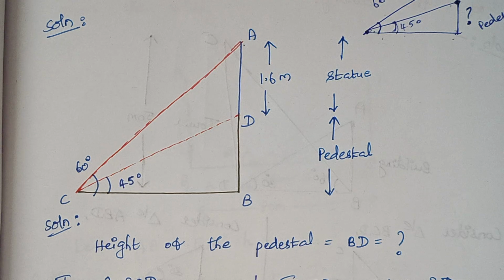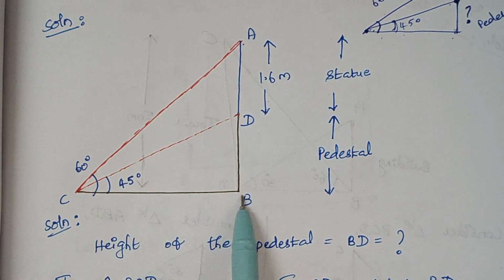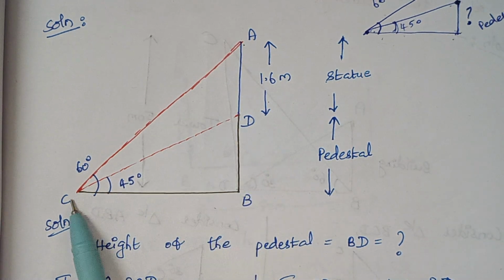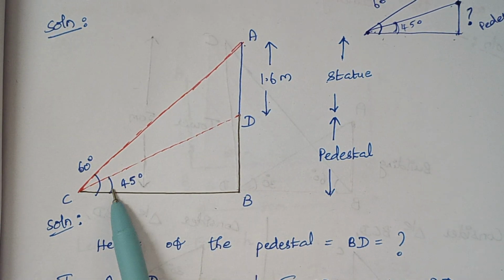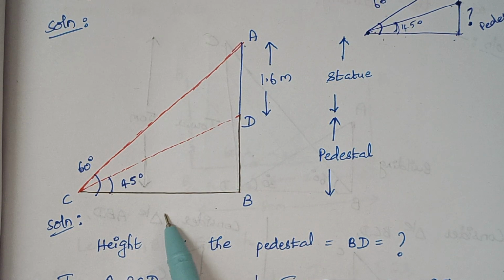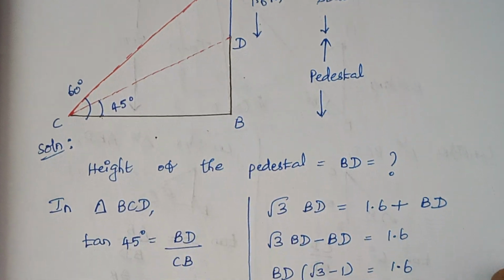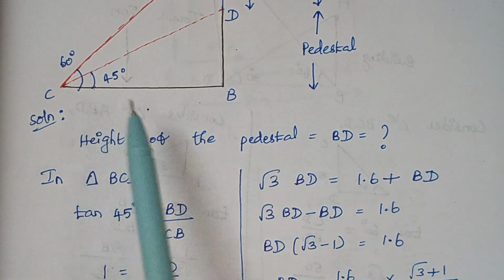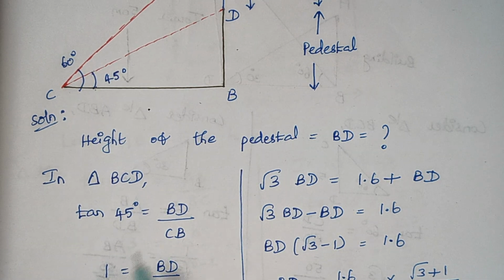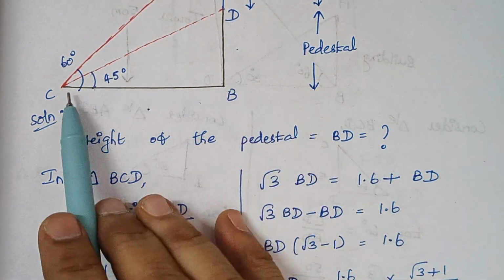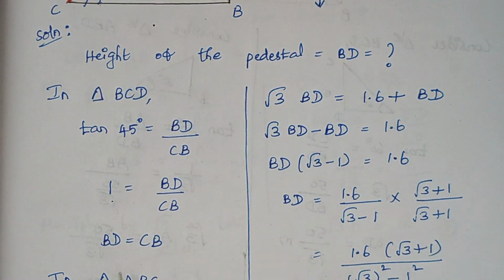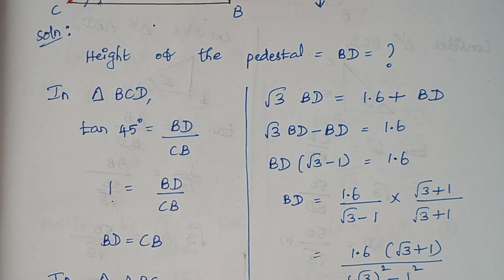That's it. So here again, consider the smaller triangle, the triangle BCD. So tan 45 degrees is nothing but opposite by adjacent side, right? Here the opposite side is BD and the adjacent side is BC, or CB. So tan 45 is 1, and we don't know the value of BD as well as BC. So here you see, the value of BD is equal to CB, right?